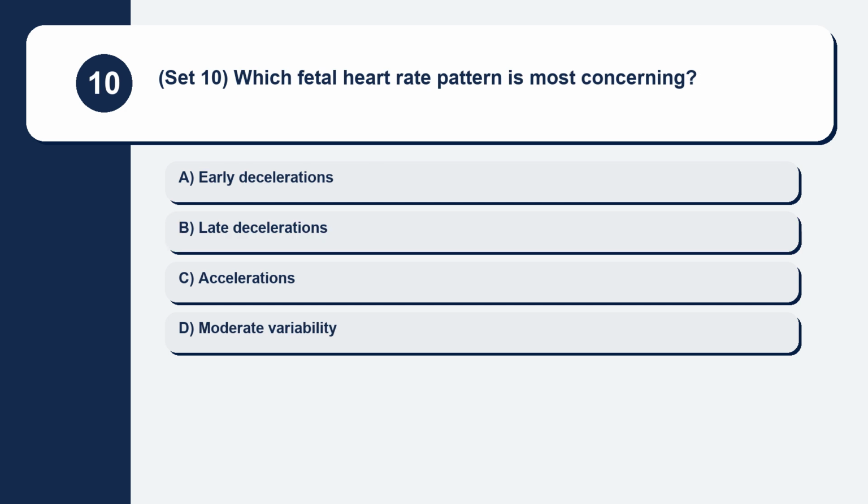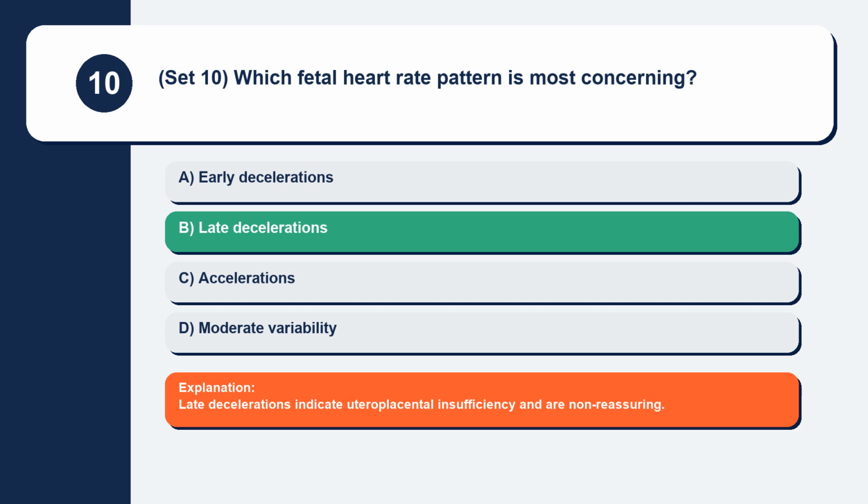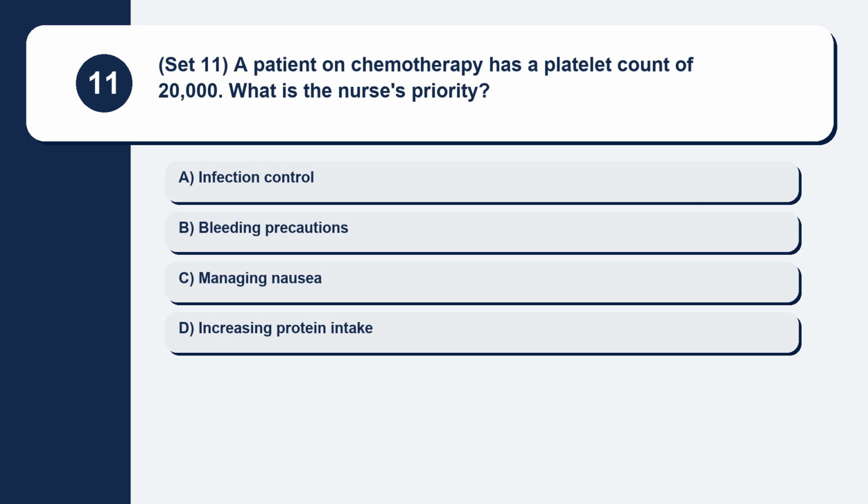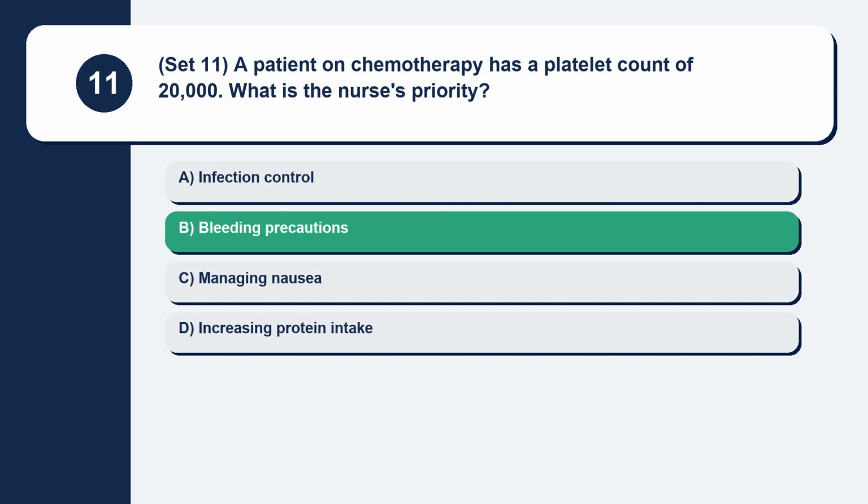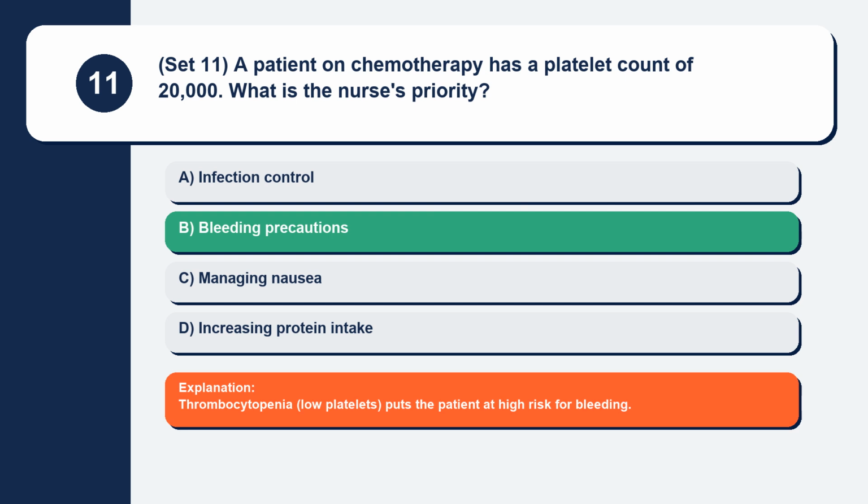Question 10. Set 10. Which fetal heart rate pattern is most concerning? Early decelerations, late decelerations, accelerations, moderate variability. Late decelerations indicate uteroplacental insufficiency and are non-reassuring. Question 11. Set 11. A patient on chemotherapy has a platelet count of 20,000. What is the nurse's priority? Infection control, bleeding precautions, managing nausea, increasing protein intake. Thrombocytopenia, low platelets, puts the patient at high risk for bleeding.